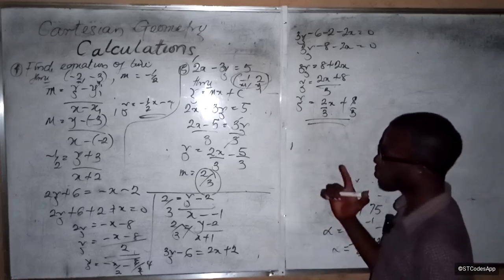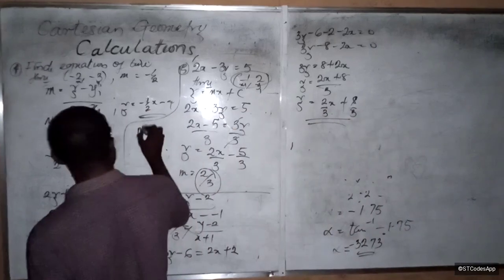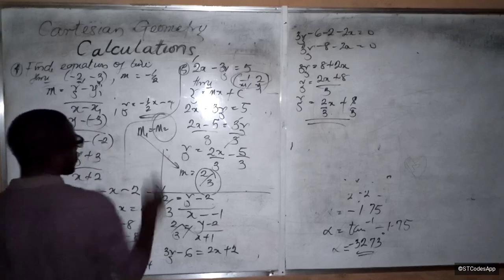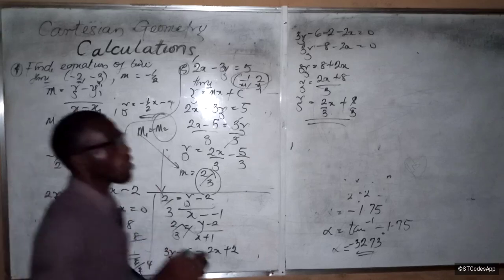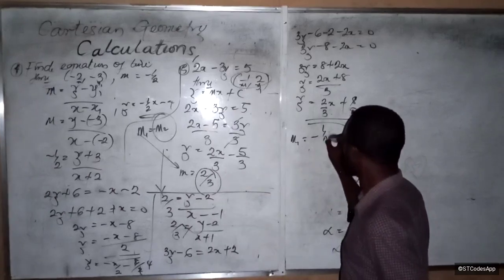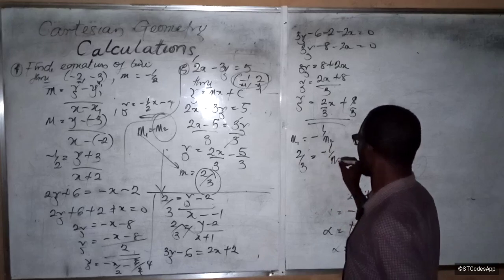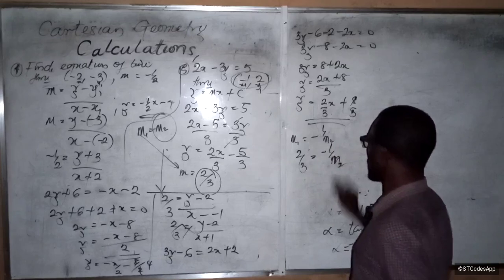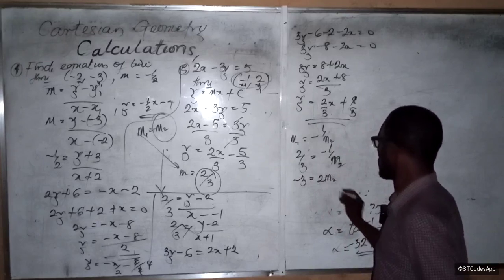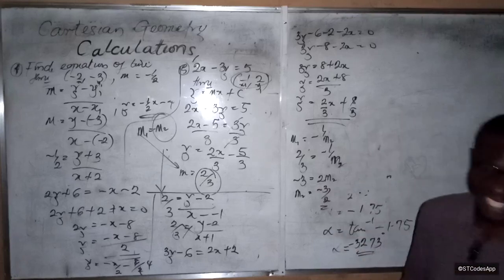So what if we were told it was perpendicular? If it's parallel, remember m1 will be equal to m2. So this gradient is what we use there, because if they are parallel, their gradients must be equal. What if they say it was perpendicular? It means that m1 will be equal to negative 1 over m2. So m1 is 2 over 3, which is equal to minus 1 over m2. So what will m2 be? If you cross multiply, minus 3 is equal to 2m2. So m2 will be equal to what? Minus 3 over 2. So that will be the second gradient.